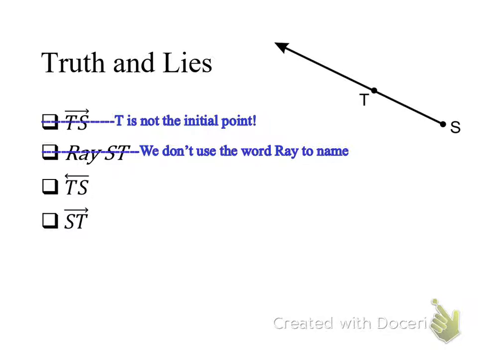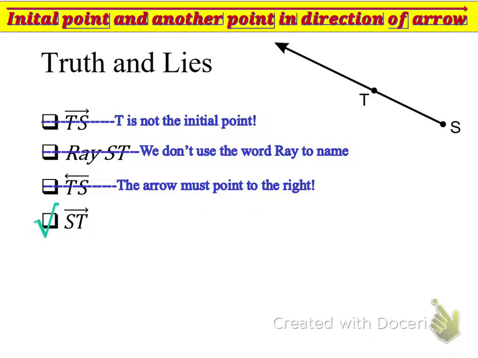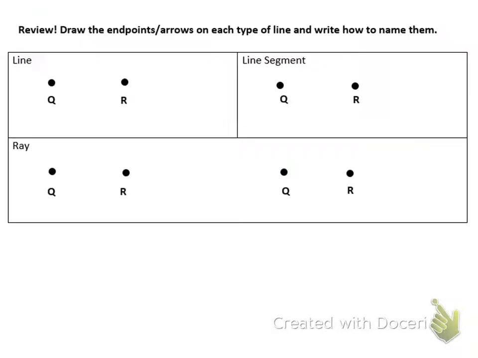TS with the arrow pointing to the left. No, why not? Yeah, the arrow's pointing to the left and it needs to point to the right. So it's not correct. ST. Yes, the arrow is pointing to the right. S is listed first. This one is the correct way to name a ray. So those are rays. Now we're going to talk about a particular type. No, we're going to review it first and then talk about a particular type.